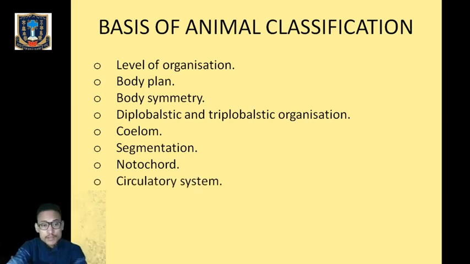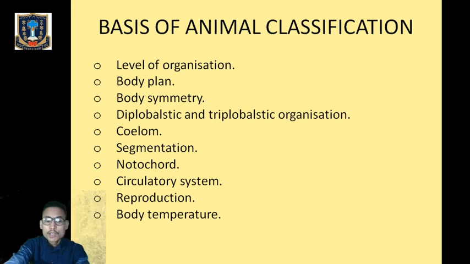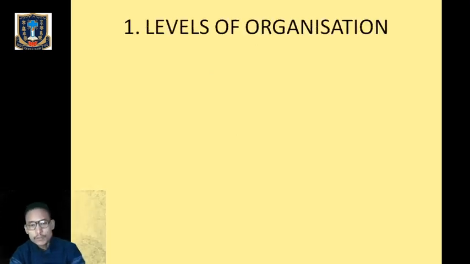Then we have the circulatory system, which may be open or closed. You have learned in class 10 what open and closed circulatory systems mean. The next is reproduction, which may be asexual or sexual. You also learned whether animals are viviparous or oviparous. Then we talk about body temperature, whether they are cold-blooded or warm-blooded. So these are the different bases on which animals have been classified into different phyla. Each basis of classification we have to learn in detail. Let us begin with the first basis of classification, that is level of organization. Clear? So let's talk about level of organization.